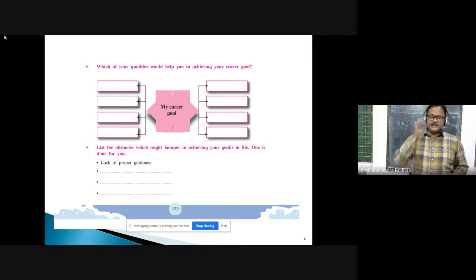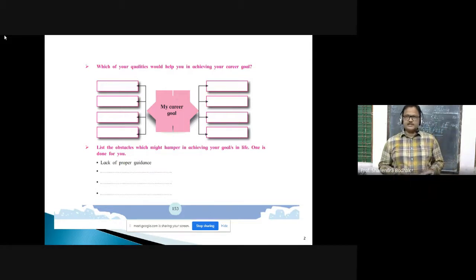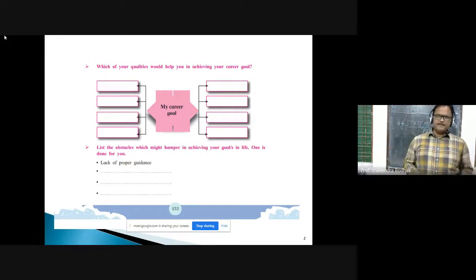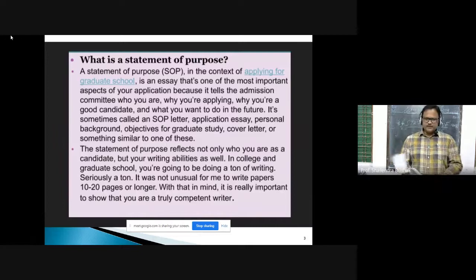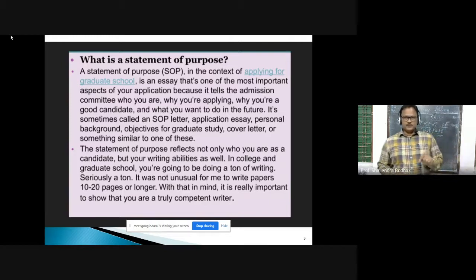And lack of training centers. If there are few training centers or no training centers, then also you cannot achieve the goal, or it may be an obstacle for you. Then, as I've told you, what is a statement of purpose, why it is essential if you want to take admission in colleges, universities, graduate schools in India as well as abroad. So the statement of purpose is very important for you to achieve that purpose.